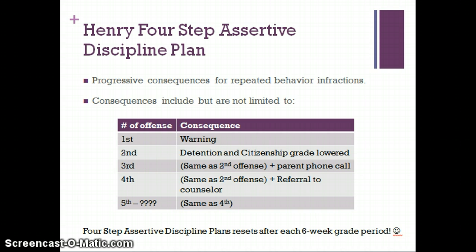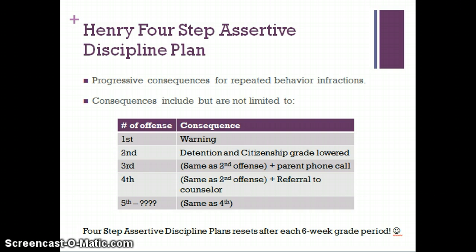If you have a third offense, for example, your first offense was dress code, your second offense was gum, your third offense was, I don't know, wearing a hat or foul language, you're going to get the same consequence as the second offense, which is a detention and citizenship grade lowered, and I'm also going to be doing a phone call home to your parent.